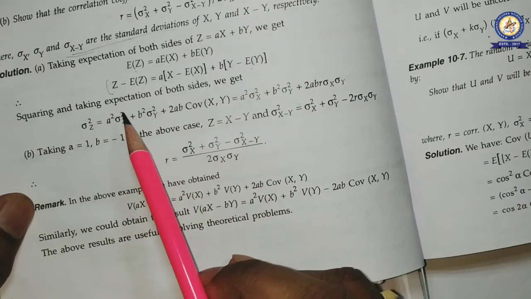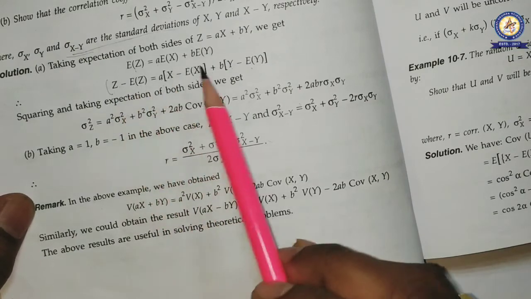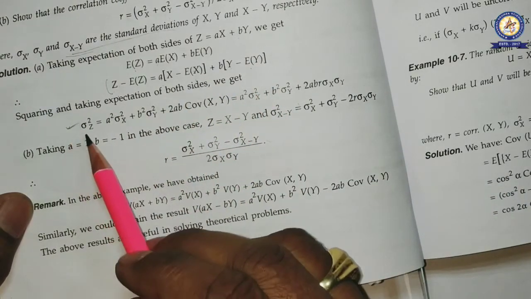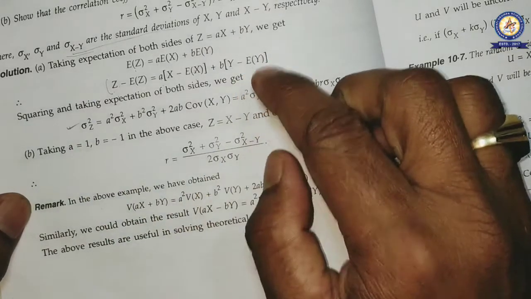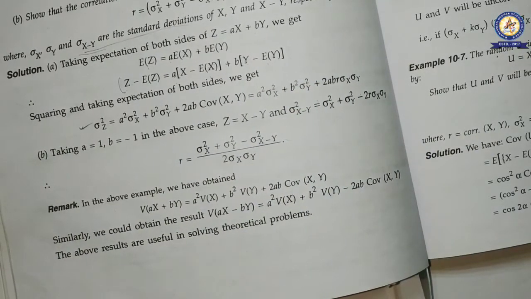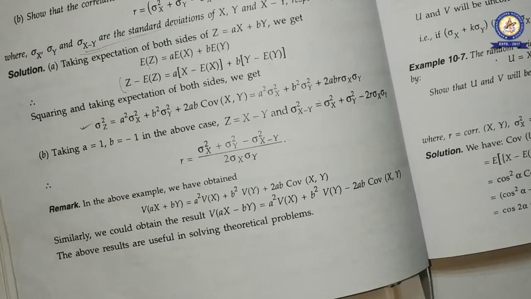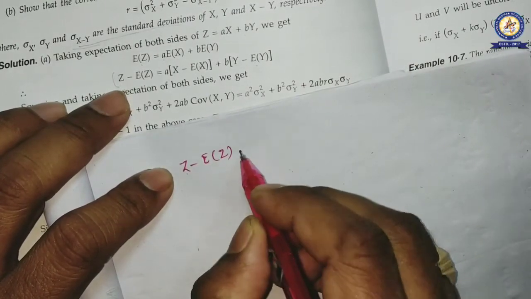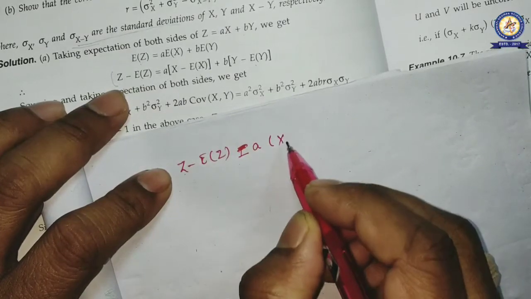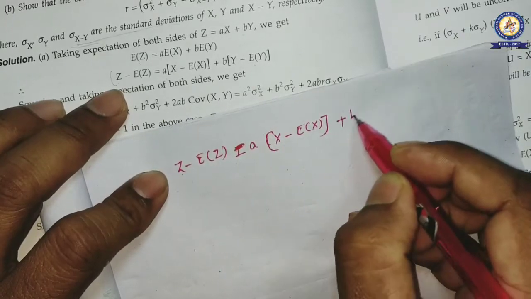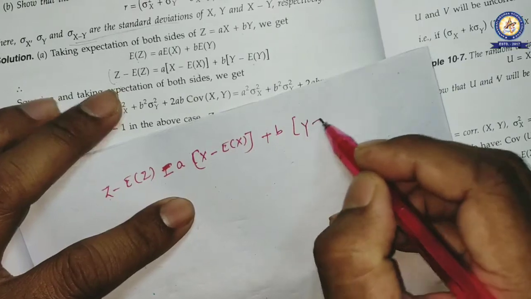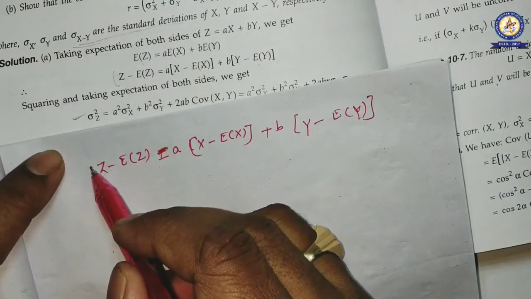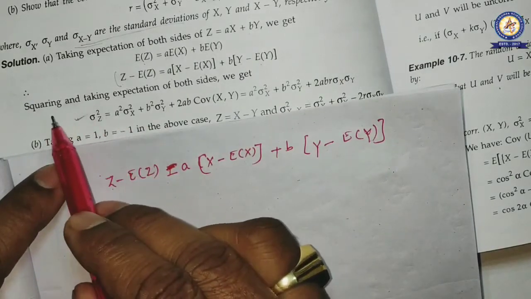Now what we have to do is square both sides, and then consider the expectation. In the book it has been written directly, but you have to write down these one or two steps that I am writing here. You just watch that. You have to square both sides, and then take the expectation. Here z minus expectation of z equals a into x minus expectation of x plus b into y minus expectation of y. So we square and take expectation on both sides.